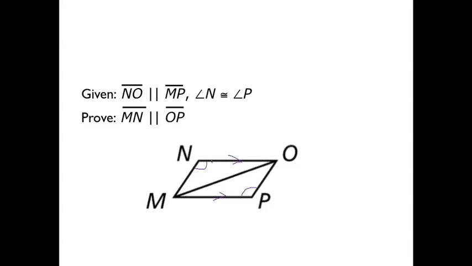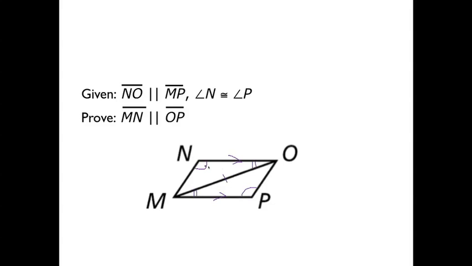Well, if these two are parallel, and I've got this line OM running through here, it's acting like a transversal. So I'll be able to say that this angle up here, NOM, and this angle down here, PMO, can be congruent to each other by the alternate interior angles theorem. So I've got now two sets of angles in both triangles, the upper triangle and the lower triangle, that are congruent. But they also have a shared side, MO. So MO is congruent to itself.